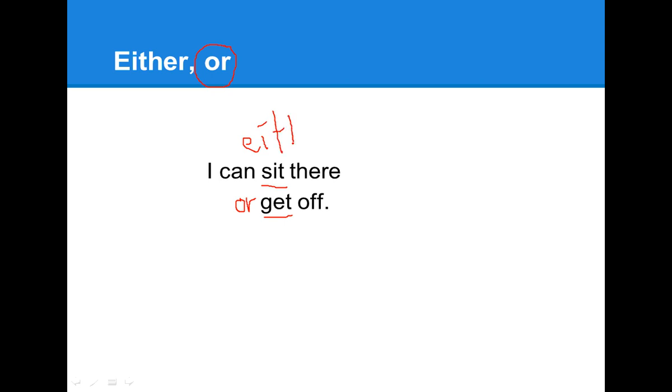Let's add either. Now, where is it going to go? It's going to go right in front of our first verb. Now this is a very important feature of correlative conjunctions, that our conjunction must go in front of what is the same in our sentences. So one more time, we need to add either or, and we add it in front of what's the same.